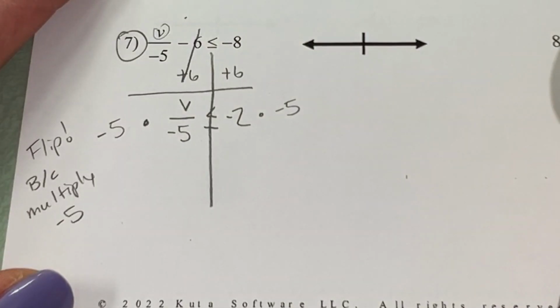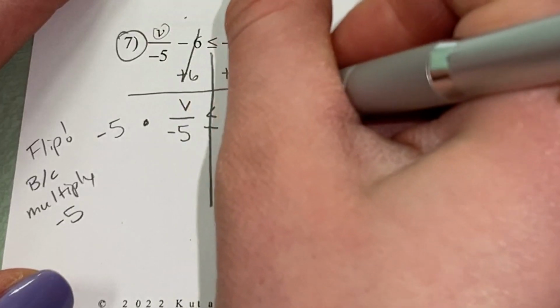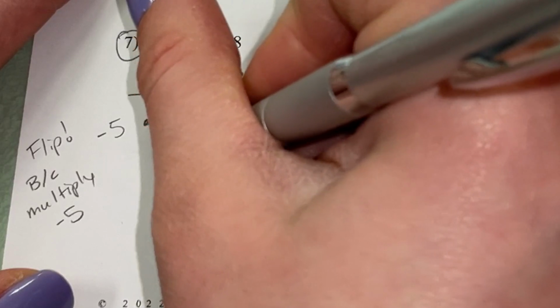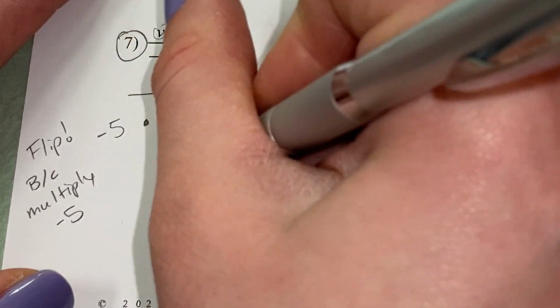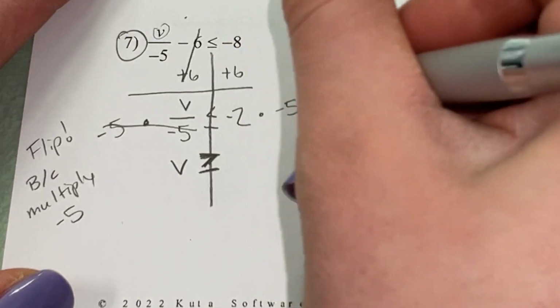So we are going to flip our inequality. So it is no longer going to be opening to the right. We're going to open it the other way here. So I'm flipping it around. This is what I mean by flip. And these cancel out. I'm left with that v. Negative 2 times negative 5 is a positive 10.